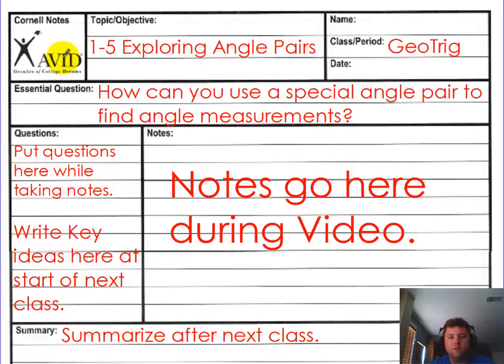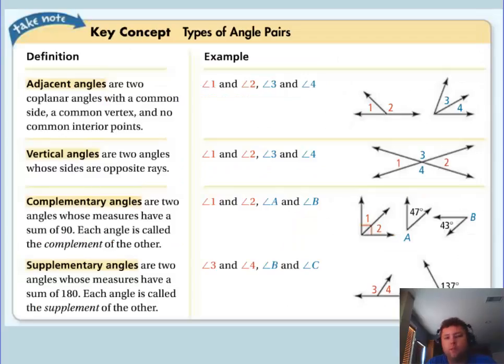Alright, this is Geometry, Section 1.5, Exploring Angle Pairs. The essential question is, how can you use a special angle pair to find angle measurements? And let's go. So I took this from the book. It's a nice table that talks about different angle pairs. I think the diagrams and all the information help you out, so write what you need from that. But let's go through it.